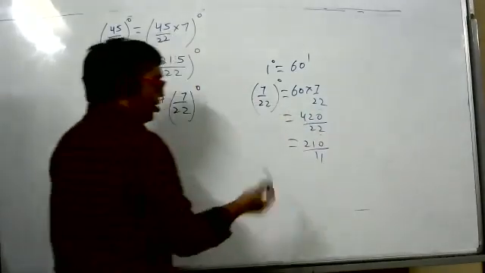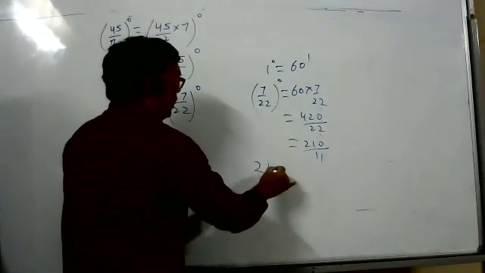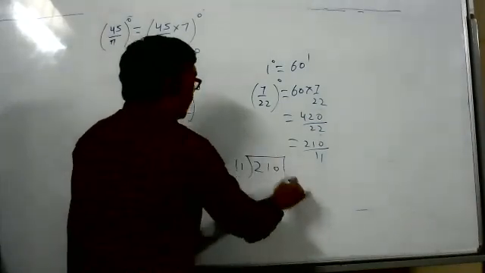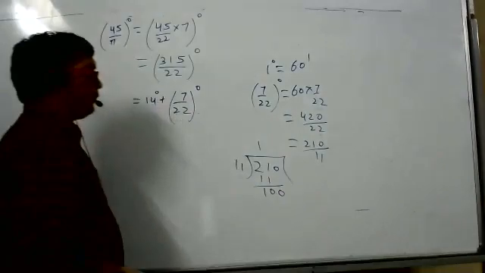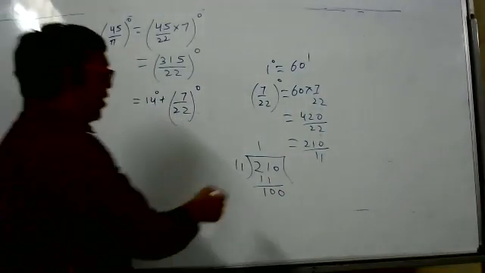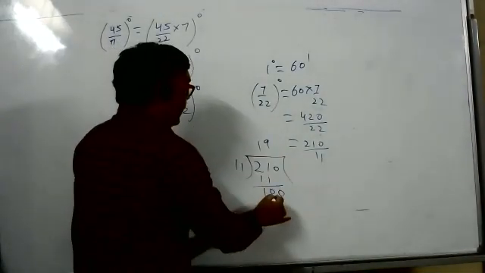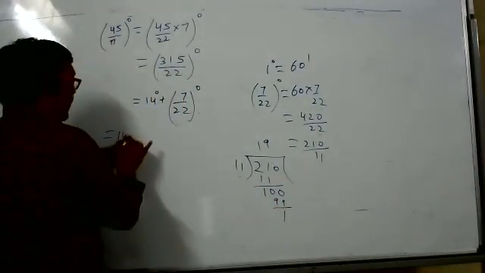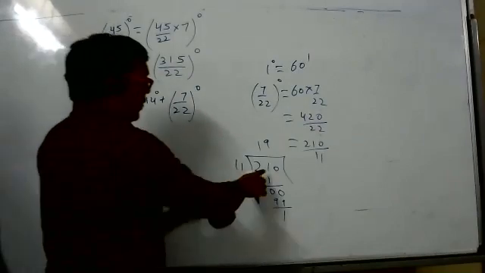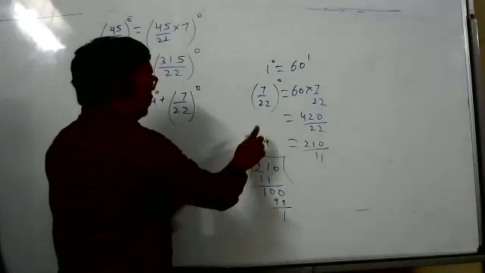Again we have to divide. Nothing we can do now. Divide by 11. So this process has to continue. 11 1s are 11, 0, 1 1 0, 100. So 11 into what is 100? 99. So again the same thing: dividend is equal to divisor into quotient plus remainder.